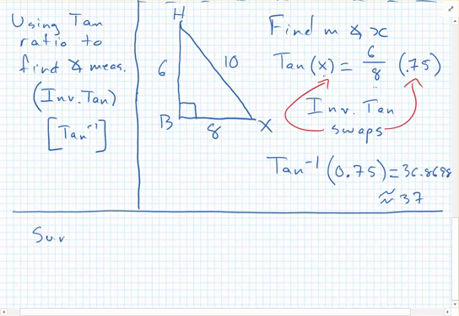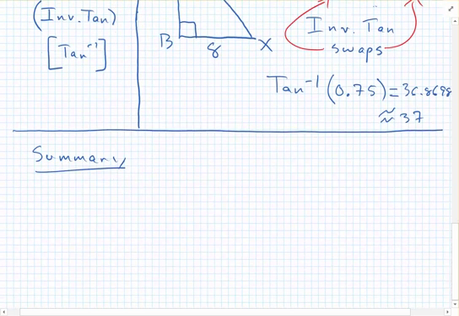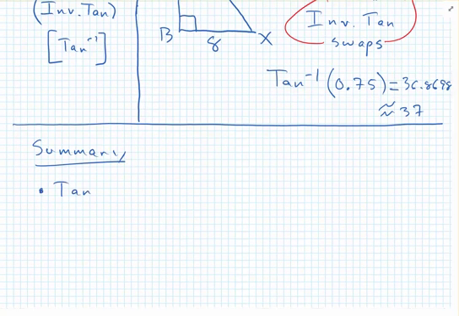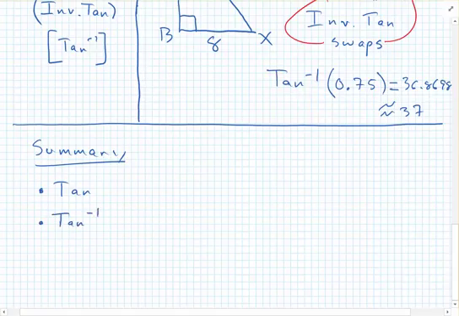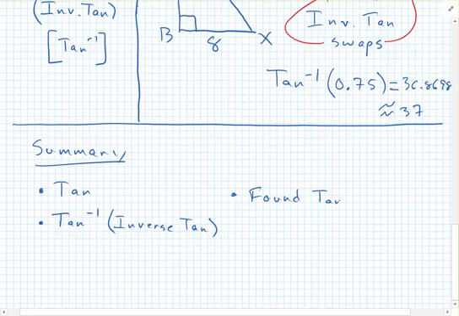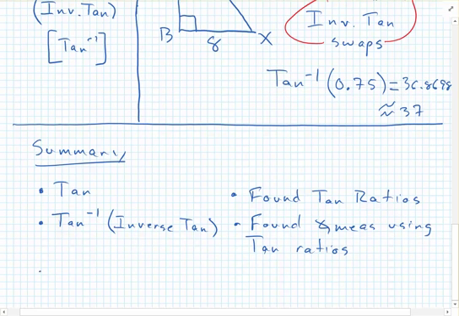So to finish this off, we talked about tangent. We talked about tangent to the -1, or inverse tangent. We found tangent ratios, not radios. We found angle measures using tangent ratios. And we also found leg length using tangent. That's what we did.